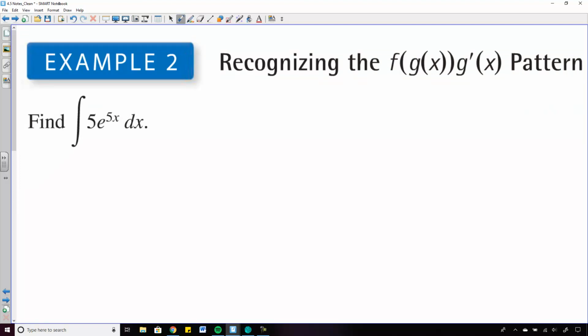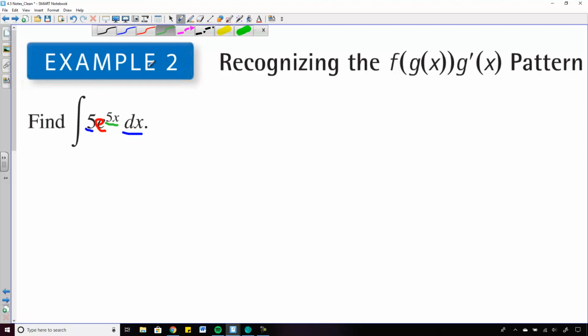So let's just look at this one again. It's pretty simple. We're still just recognizing the pattern. So let's just go through this like we would. Do you see a function and its derivative? And usually that function is inside of something. It doesn't have to be inside of something, but in this case I see a function which is 5x. I see its derivative, which is 5 dx. And this outer function is just e to the power of something, right? So that's kind of what's going on.